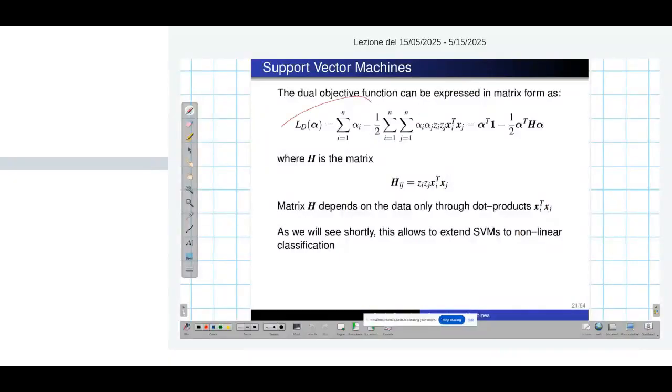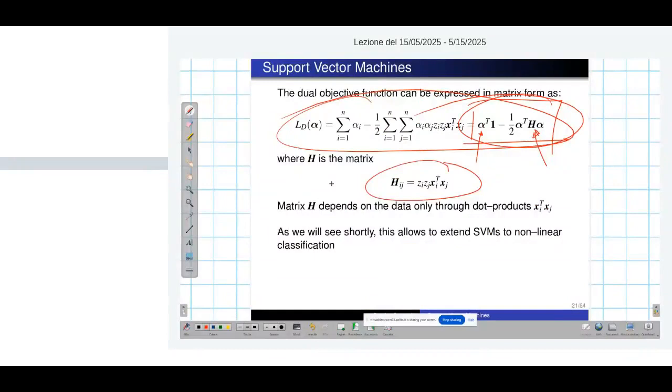Now, we can also express this objective function in matrix form in this way. If we collect all the Lagrange multipliers in a vector alpha, this is a quadratic objective in alpha, where the matrix H that represents the quadratic form is composed of terms of this kind. The term in position ij corresponds to zi, zj, xi transpose xj. These are two samples in the training set.